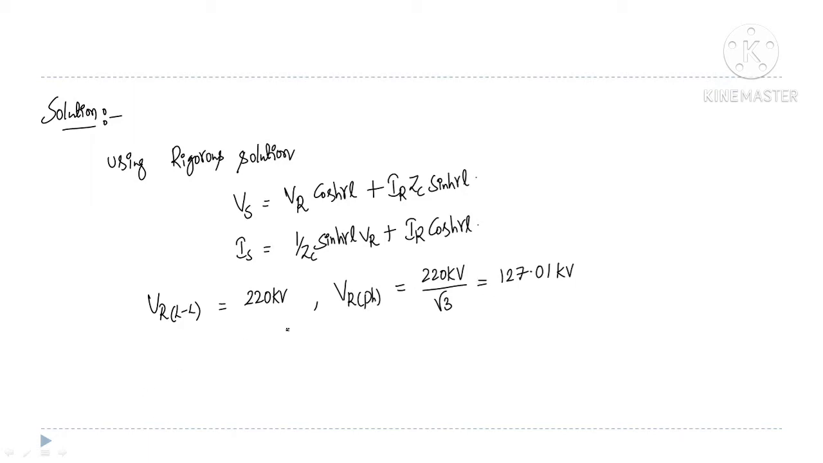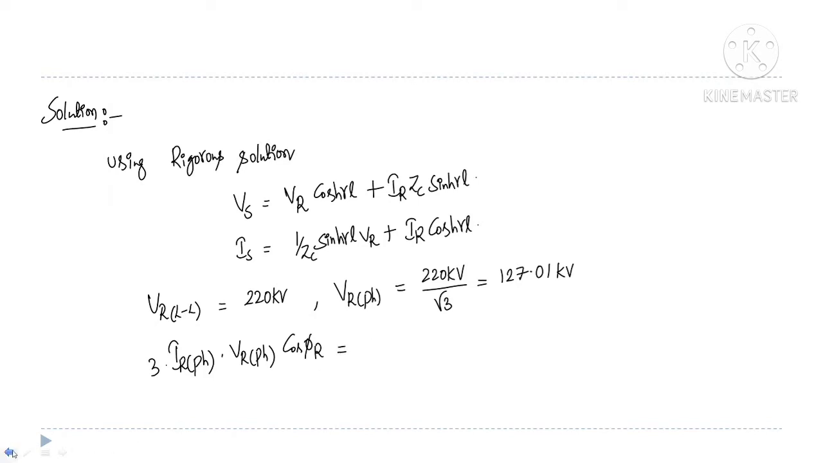Another thing is the receiving end current. How can you find the receiving end phase current? The receiving end real power is given. From that, I can write it as 3 Ir phase into Vr phase cos phi r. We need to express the receiving end voltage in phase and the receiving end current in phase and get the total three-phase power.